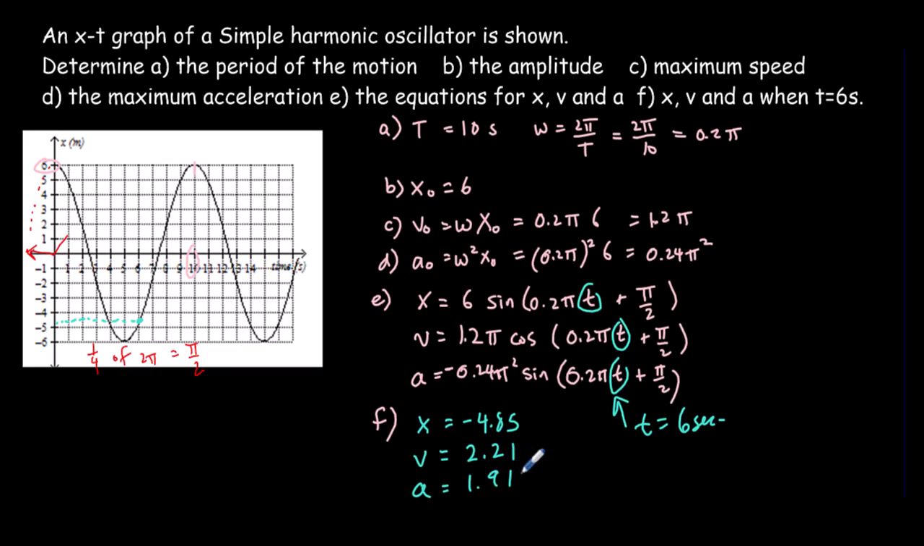And it's a good idea to kind of check to see if this is working out physically. So if this is your equilibrium position, you're talking about an object displaced to the left by 4.85. It's moving to the right since its velocity is positive, so it's moving to the right at 2.21. And if it's moving to the right and to the left of equilibrium, its acceleration is also going to be to the right. So its acceleration should also be positive, 1.91. So everything seems to be consistent there.